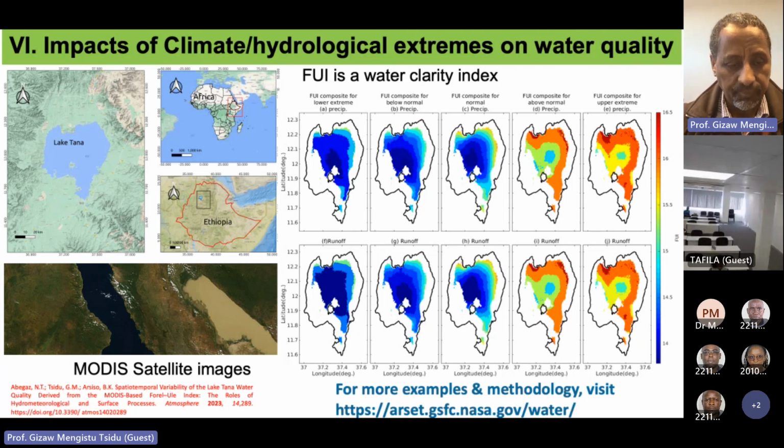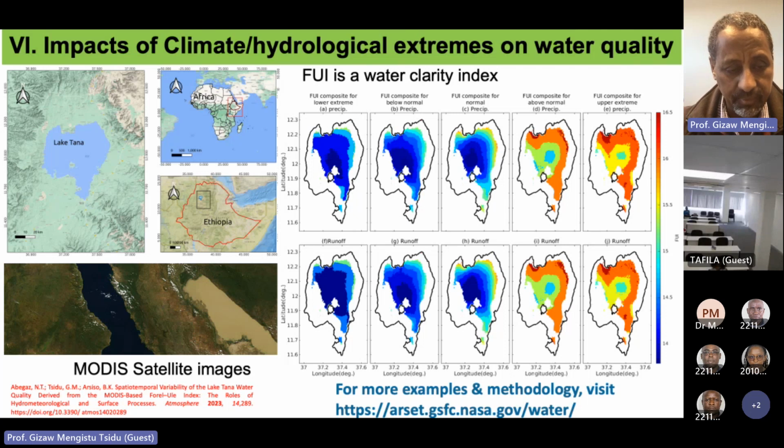We use the MODIS satellite. We have to combine the different bands, the visible bands. MODIS has different bands, called B1, B2, B3, B4, B5, B7, and so on, and all of those bands have different sensitivity. Some are in the visible, the RGB bands, red, green, and blue, but the other bands are in the infrared and the short infrared. If you combine them, you can define what's known as the FUI index. The FUI index is a water clarity index.